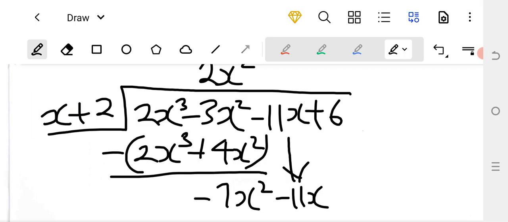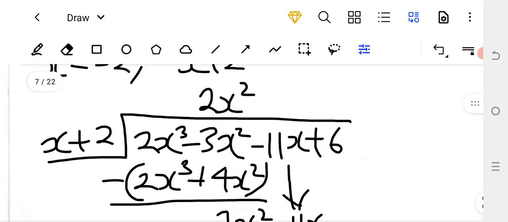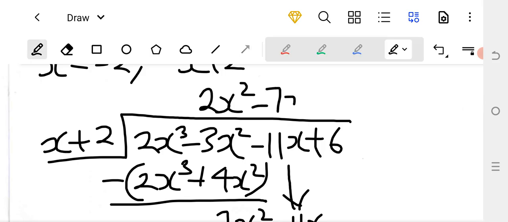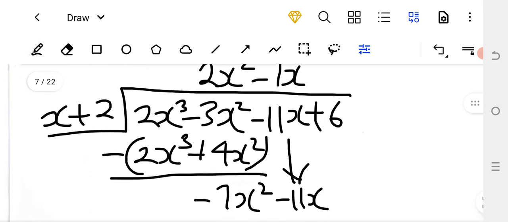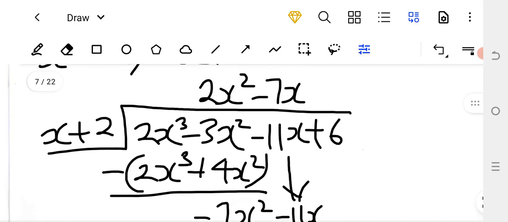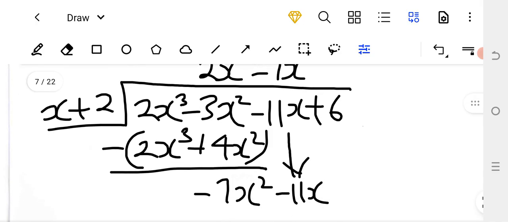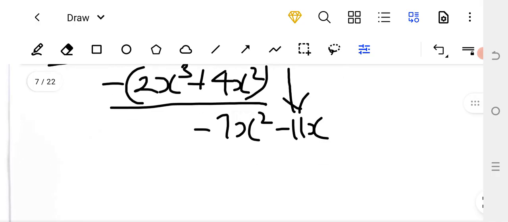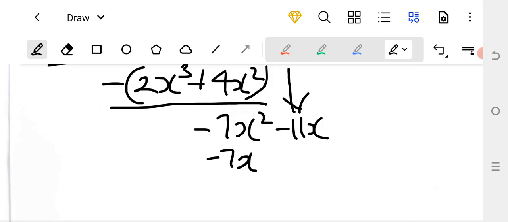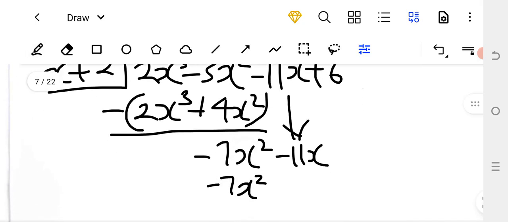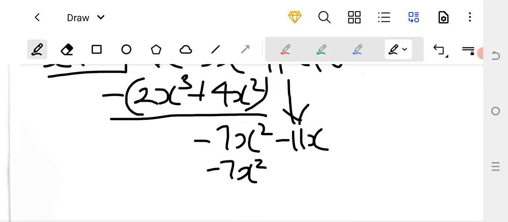So x into negative 7x squared, you are going to have a negative 7x. The negative 7x multiplied by an x, you're going to have a negative 7x squared, like that. And then negative 7x multiplied by positive 2, you are going to have a negative 14x. Then at this stage, you say minus.